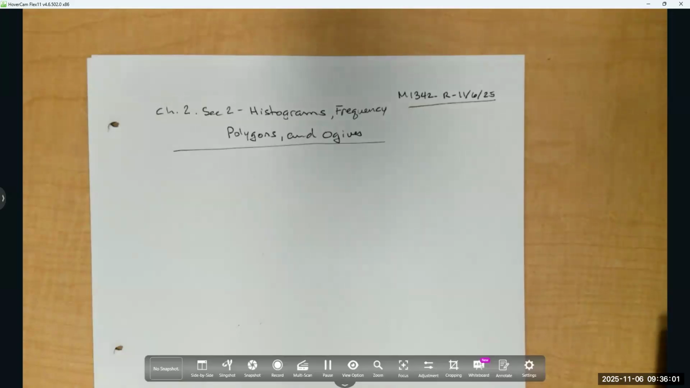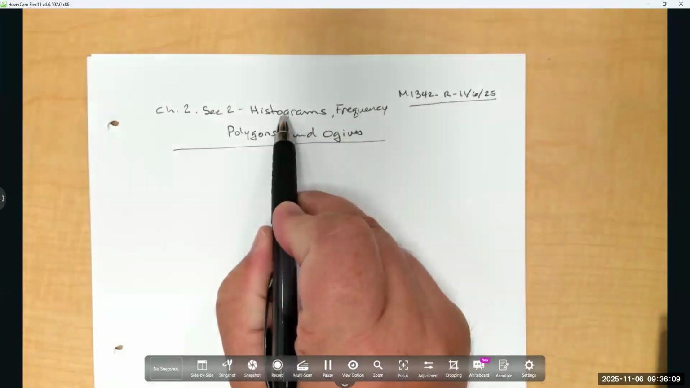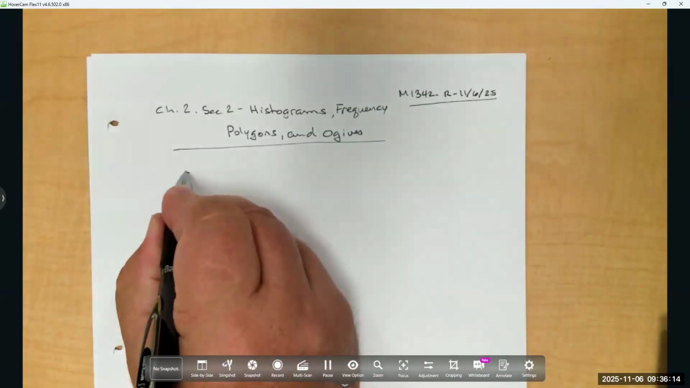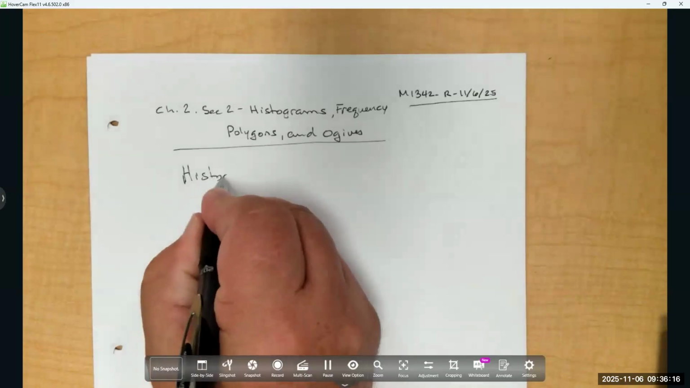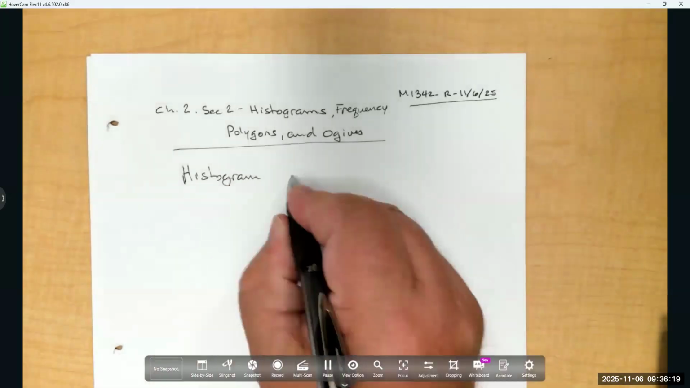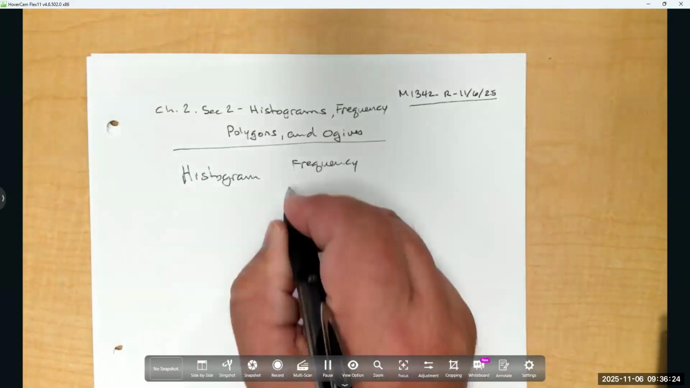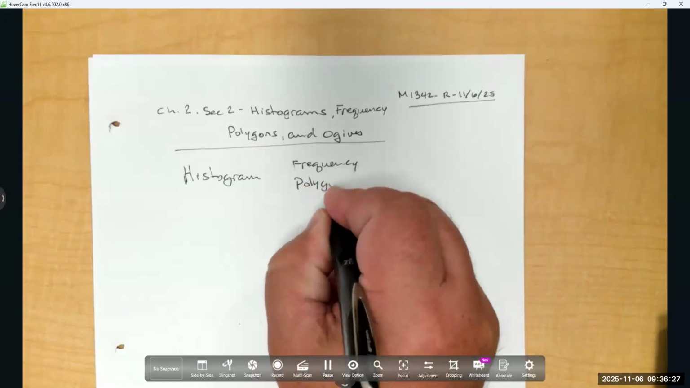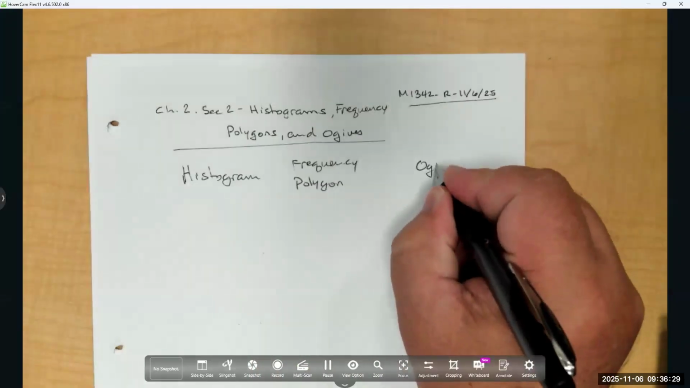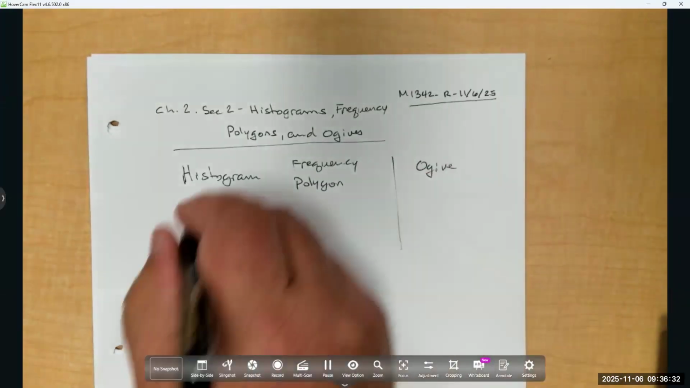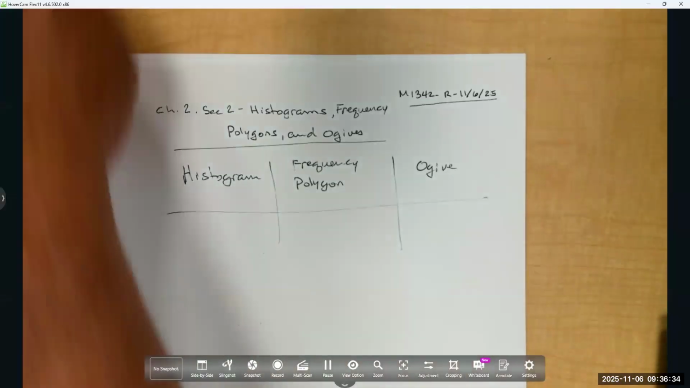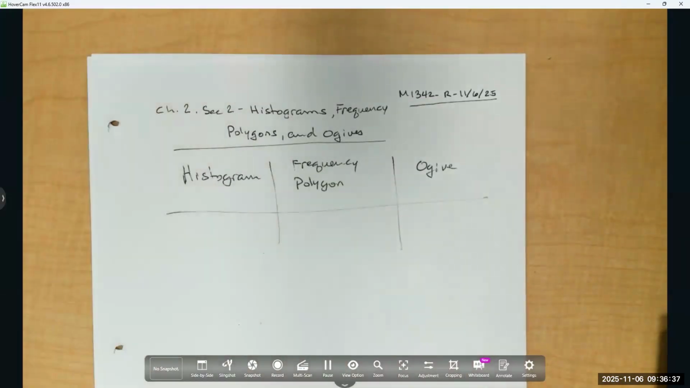Typically, the most common graphic organizers we use with statistics, there are three types. Those are the histogram, the frequency polygon, and the ogive. Now, you've probably heard of the first two, the histogram for sure.